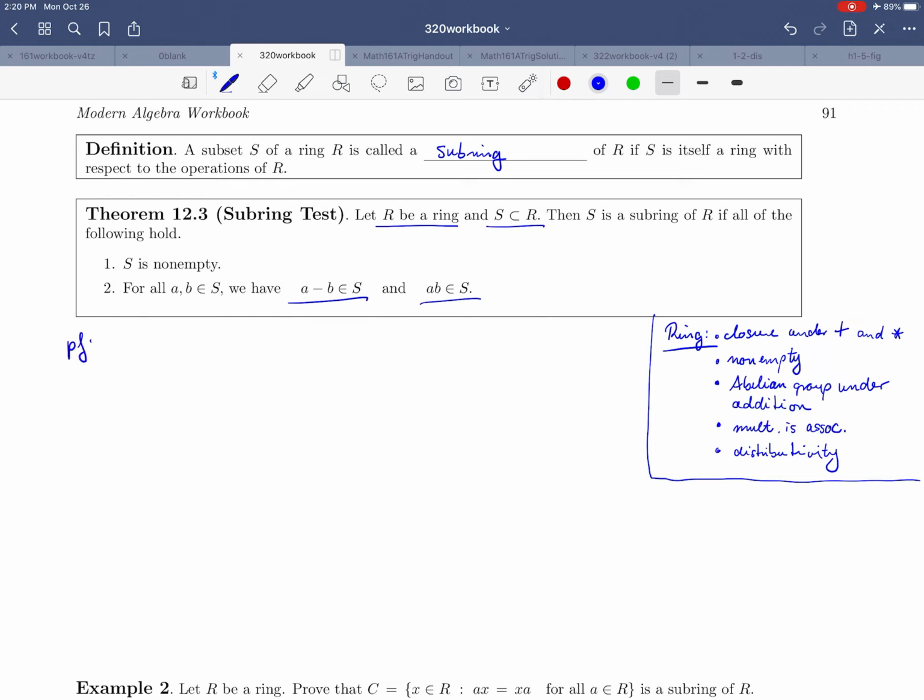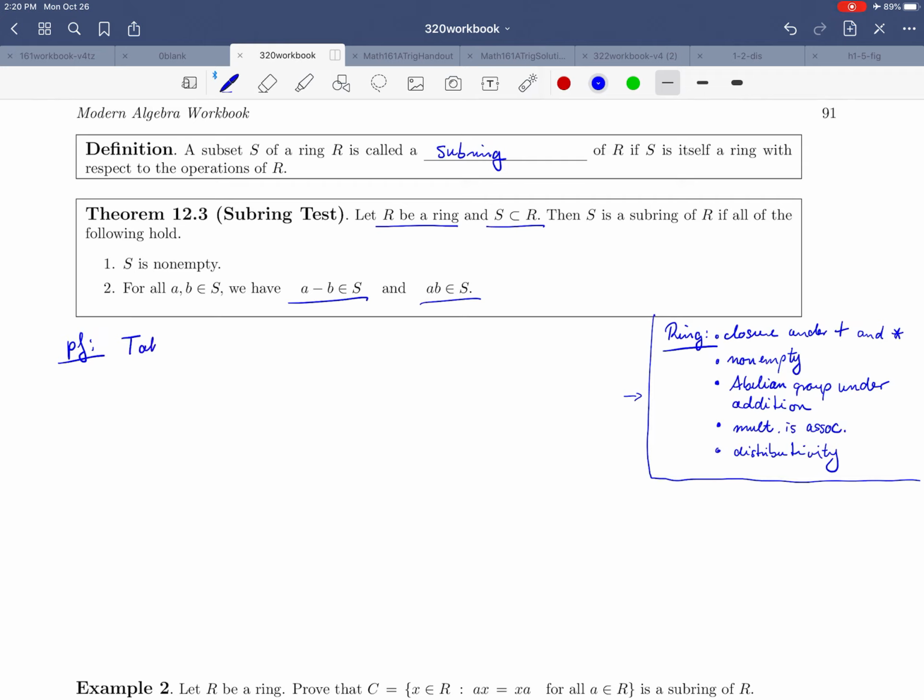Okay, so let's talk about how we would prove this. So the first thing that we could think about is we need to show that if these two conditions are true, then we have an additive group, we have closure under multiplication, and we also have that multiplication is associative and distributive. So let's go through, and I listed those things basically over here on the right. So let's see if we can come up with an argument that that is true in an efficient way.